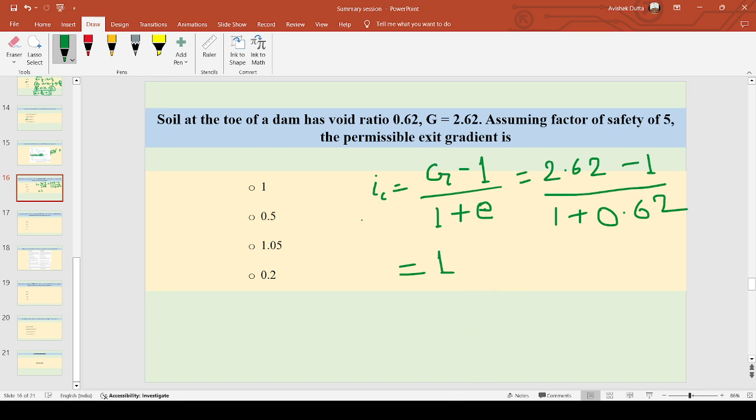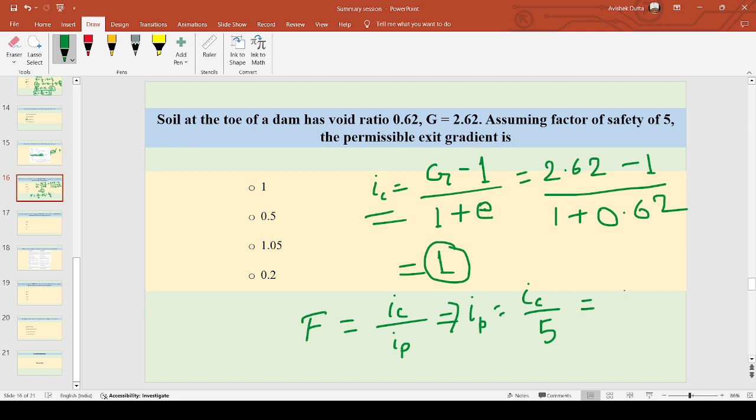So we have a critical exit gradient of 1. Now if we talk about the factor of safety, the factor of safety is equal to the critical exit gradient divided by the permissible exit gradient, because if the permissible exit gradient is less, we'll have a more factor of safety. So in this case we don't have the permissible exit gradient. So that will be equal to the critical exit gradient divided by the factor of safety.